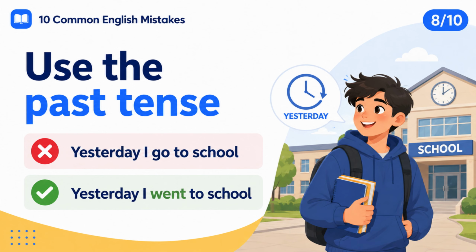Number 8. Yesterday I go to school. The word, yesterday, tells us that we are talking about the past. So we need the past form of the verb. Go becomes went. The correct sentence is, yesterday I went to school.